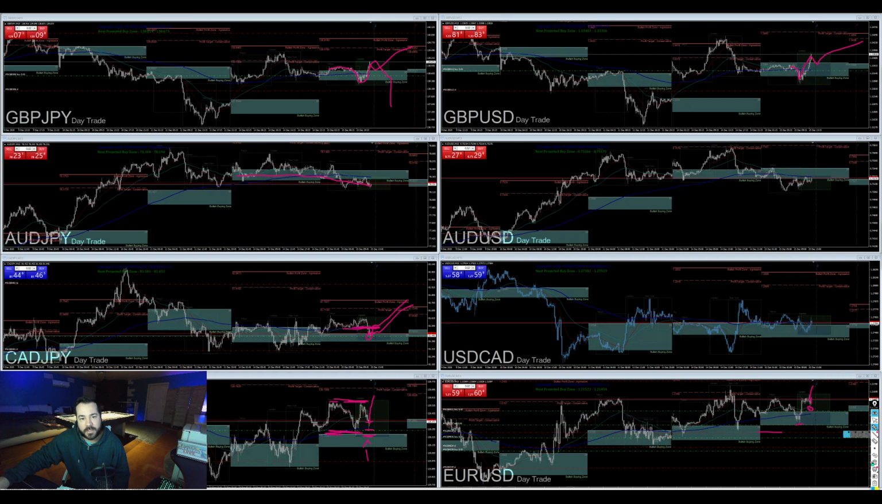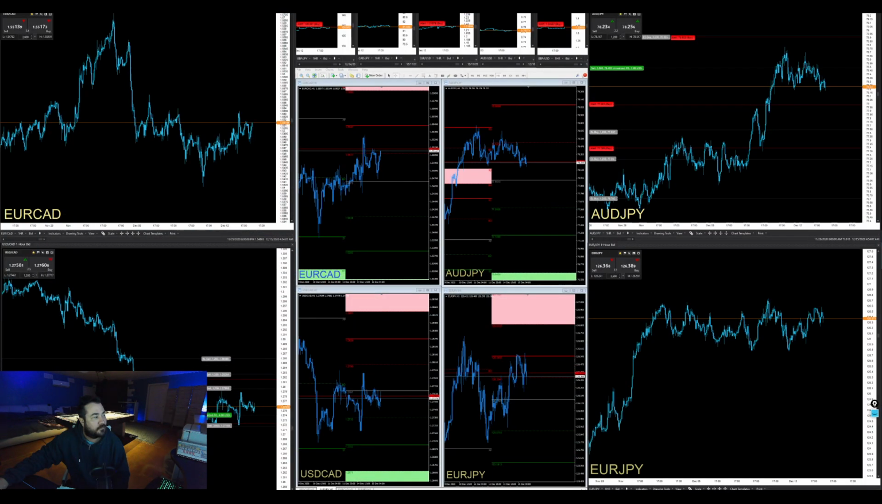Let's go ahead and take a look at the Four Horsemen here. Sending in a little bit of profit right now on the Australian yen. Not too much. Still has a little ways to go to central pivot, and nearly break even for the USD CAD. Not much movement.